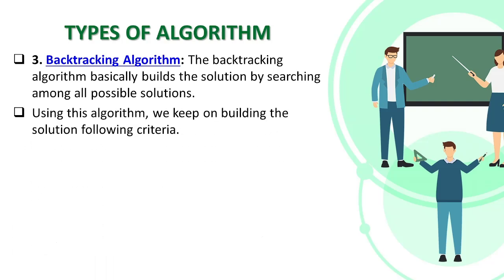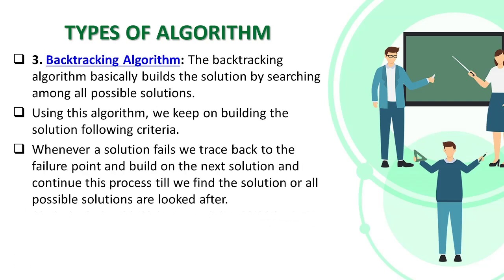So using this algorithm, we keep on building the solution following the criteria. Now, whenever a solution fails, you trace back to the failure point and build onto the next solution. And you continue this until you get the final solution. So that is backtracking algorithm.